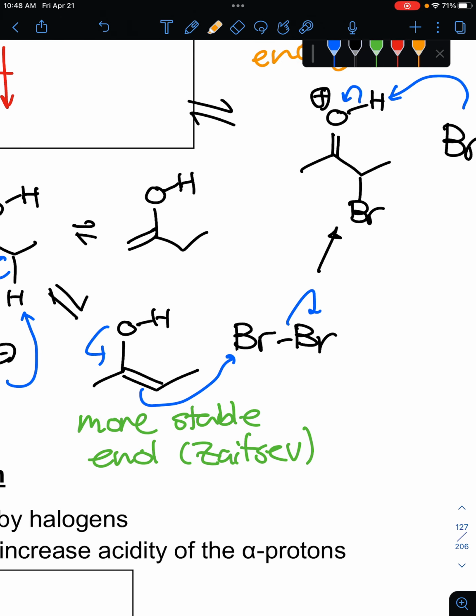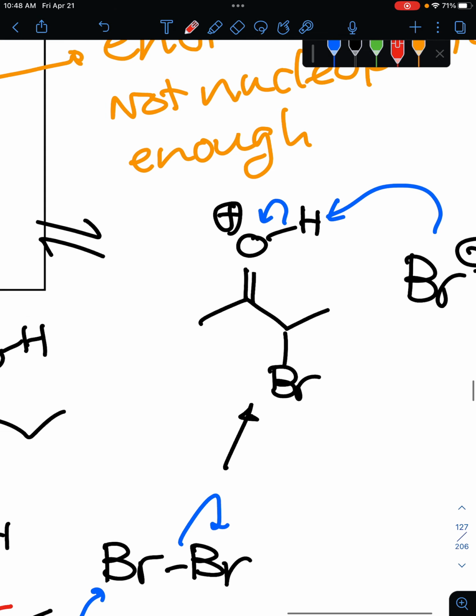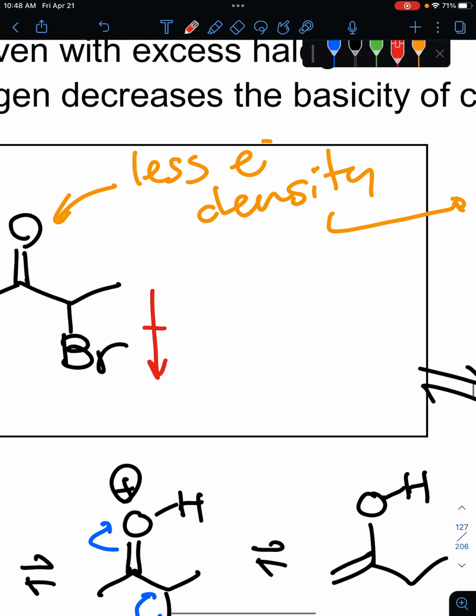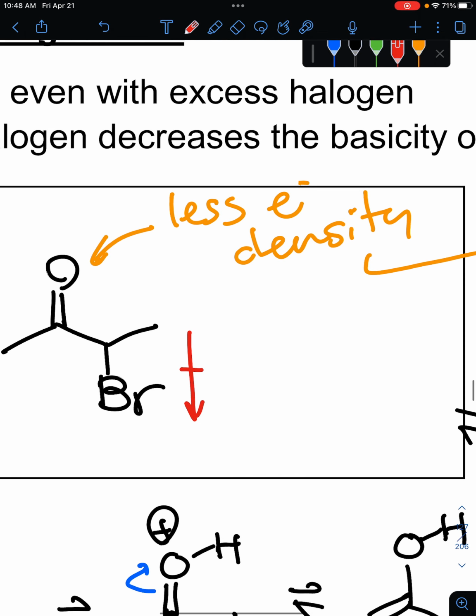And so for that reason, it's this Zaitsev, more stable enol that reacts with electrophilic bromine. And remember that there's a fair amount of partial negative charge at this alpha carbon because of the resonance. And so it's that alpha nucleophilic carbon that attacks bromine, which ends up being this brominated ketone. And so for that reason, this becomes the product.